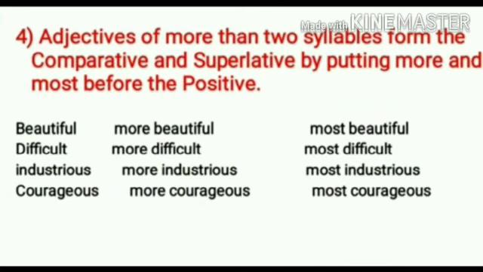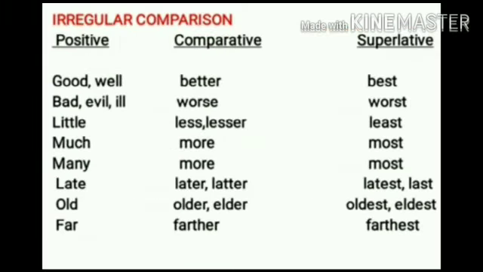Now let us study the fourth rule. Here it is saying adjectives of more than 2 syllables form the comparative and superlative by putting more and most before the positive. Here you can see the example. Beautiful changes to more beautiful and most beautiful. Difficult, more difficult, most difficult, and so on.